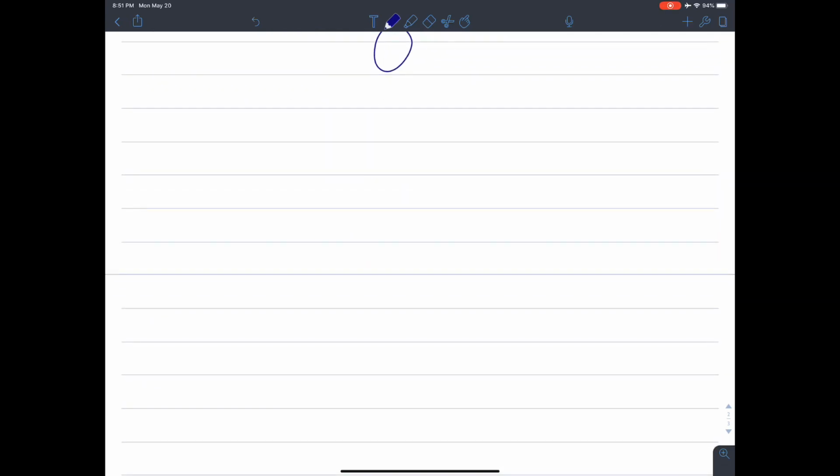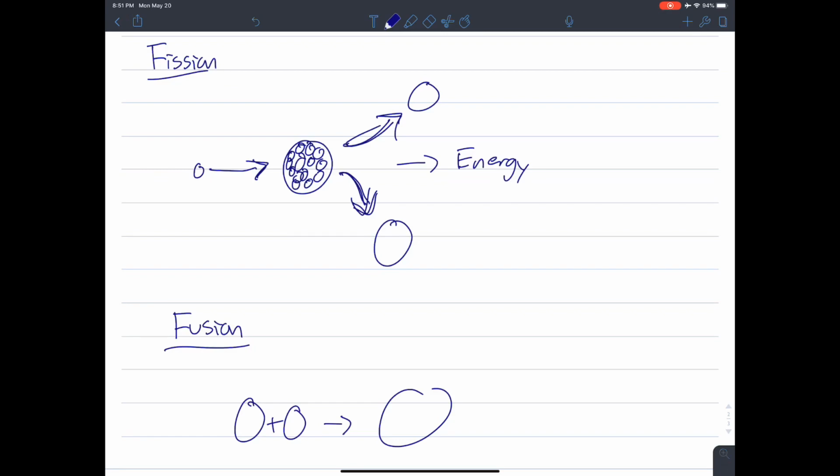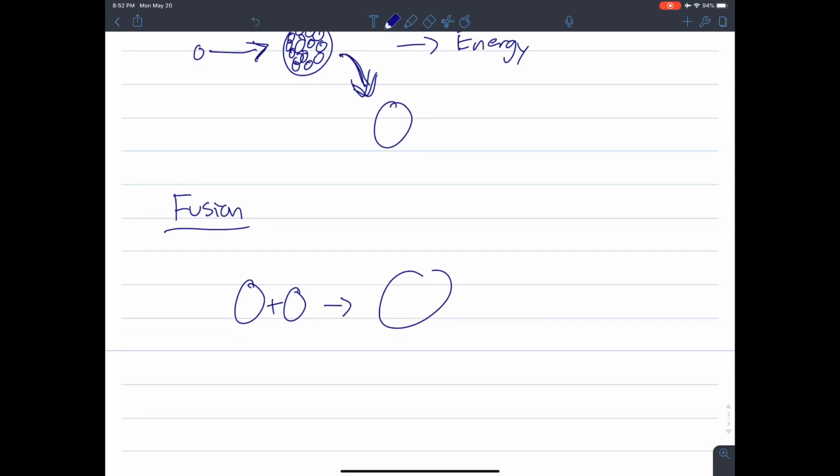Okay, fusion, on the other hand, fusion is when nuclei combine to produce a nucleus of greater mass. So we have two nuclei combining to make a bigger nucleus. That's essentially what you need to know. Fission, you're going to see splitting. Fusion, combining to make something bigger. In fusion, you have two smaller nuclei combined to make one nucleus of greater mass.